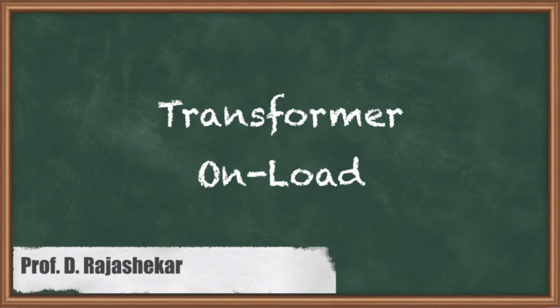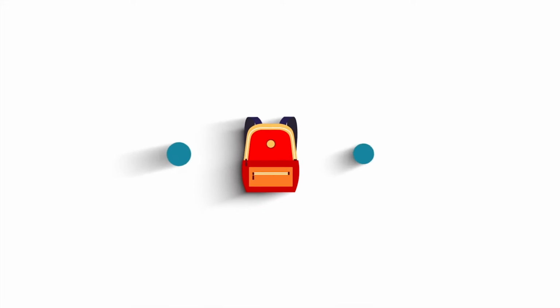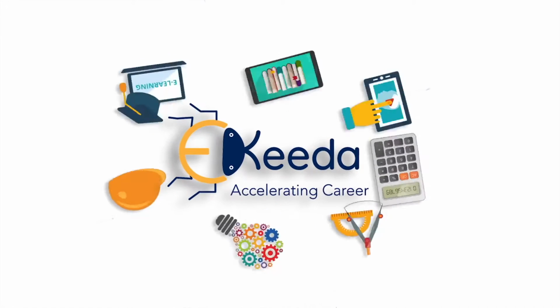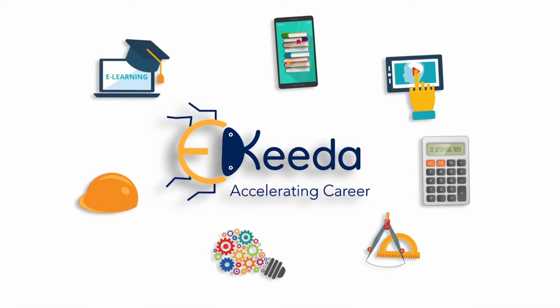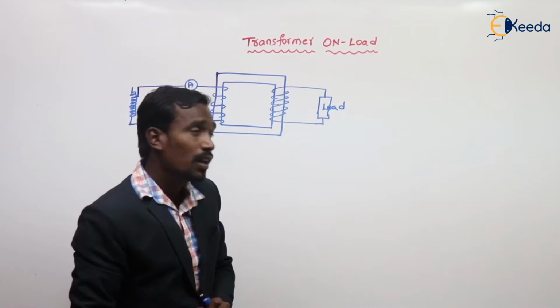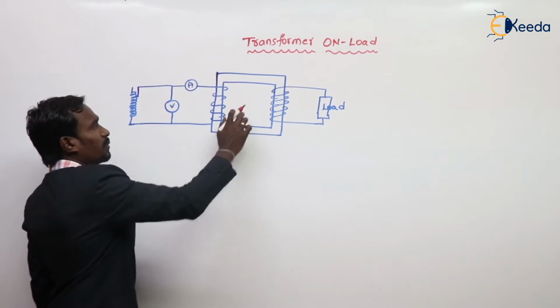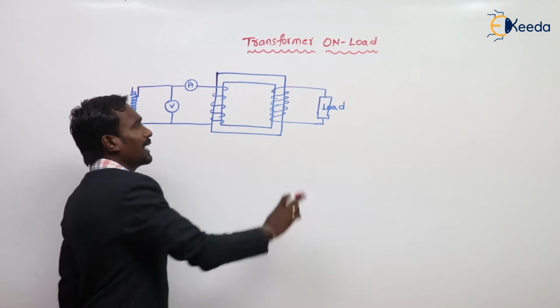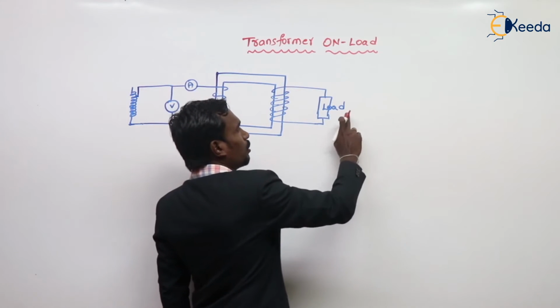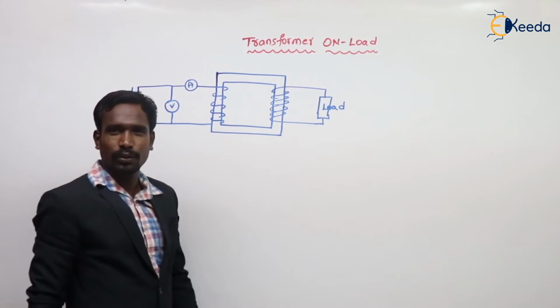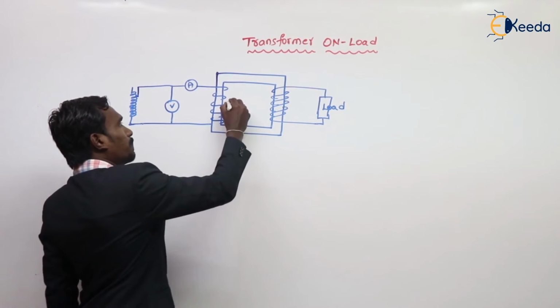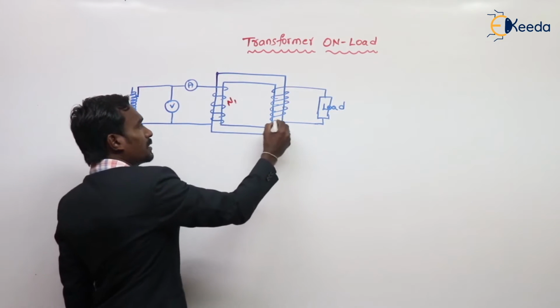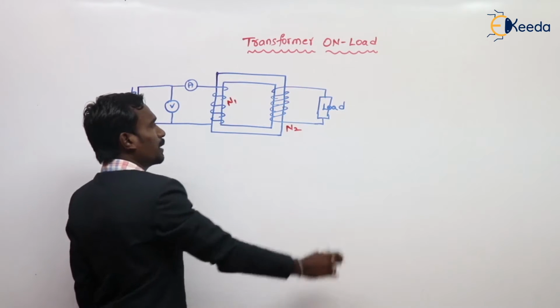Today in this video, we are going to discuss the transformer on loaded condition. Let's see, this is my transformer. The primary winding is given a rated supply and the secondary winding is connected to the load. The primary winding has N1 turns, and the secondary winding has N2 turns.